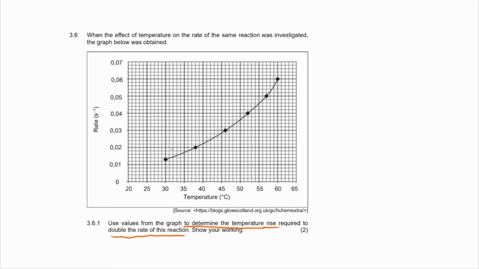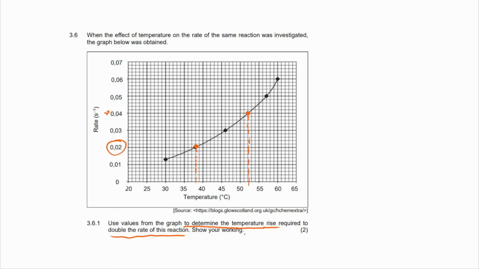Okay, well, let's have a look. So over here we have rate, and at this point the rate is 0.02. Let's just see where it's doubled. Let's look at 0.04, and it's conveniently also a very nice number on the graph. So you can see here it's doubled. So what we do now is we plot down from these values, and then we just get the temperature difference, because that will be the temperature rise.